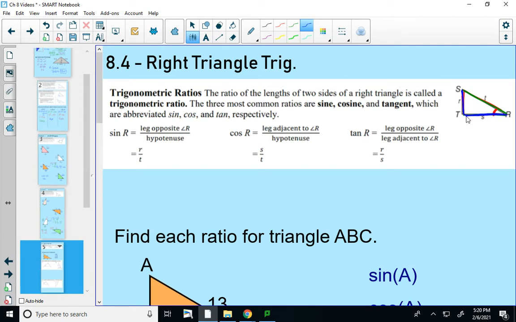And you'll notice the way this triangle is labeled. I know it's kind of small, but we label the angles, the corners of the triangle, with uppercase letters. So this is RST. Sides are labeled with lowercase letters, and we label the sides based on the angle that they are opposite. So the side across from angle T is lowercase t. The side across from angle R is lowercase r. And the side across from angle S is lowercase s.